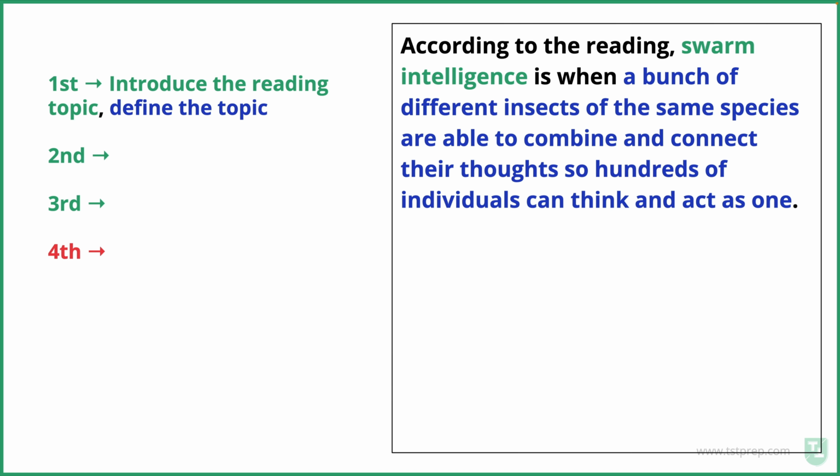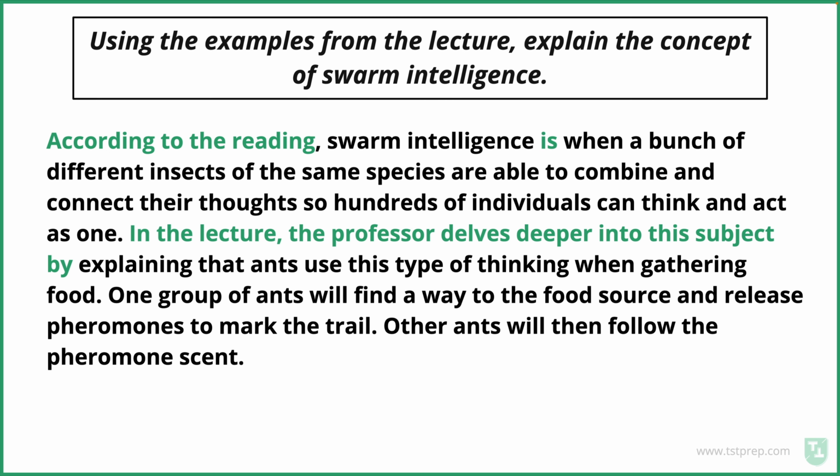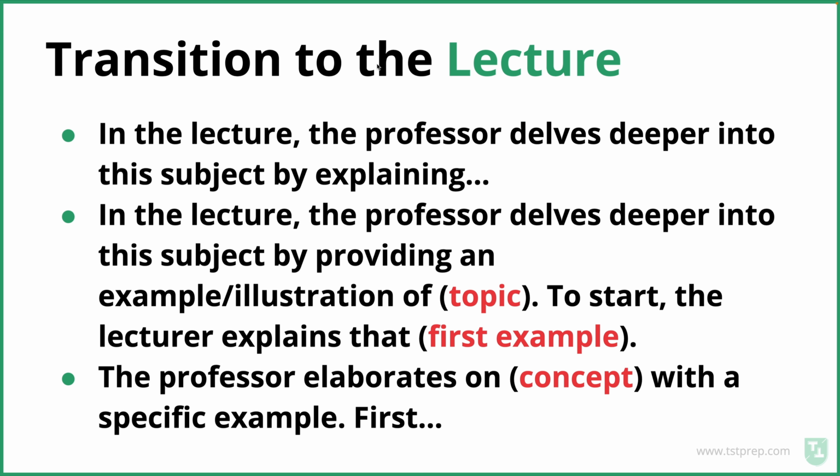So in the beginning, I introduce the topic, in this case swarm intelligence, and then I give the definition. It's a bunch of different insects of the same species that are able to combine and connect their thoughts so hundreds of individuals can think and act as one. All right, next step is I have to talk about the lecture. So I've talked very little about the reading, mostly about the lecture. So these are the different transitions to the lecture. I'll just read the first one. In the lecture, the professor delves deeper into the subject by explaining, and then you talk about the first example.